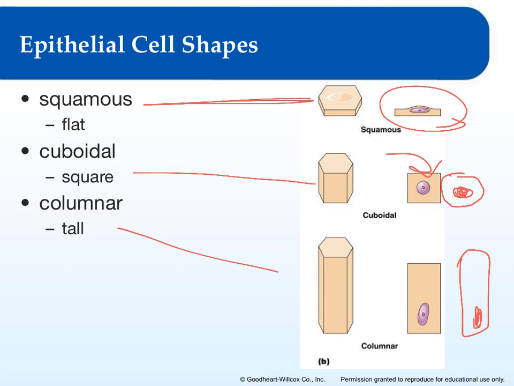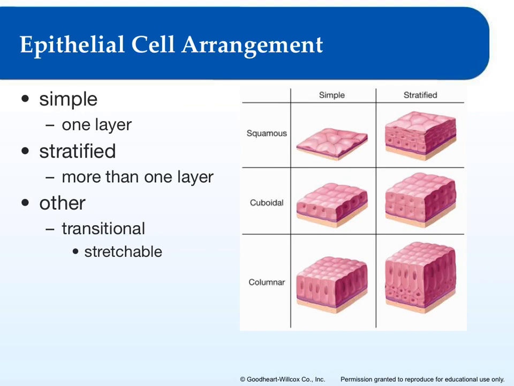Okay, and then from there, they also can be divided into whether they're stratified or simple. So a simple epithelial tissue has one layer of cells, and that's it. One layer of cells only, no more layers of cells. A stratified epithelial tissue arrangement is going to have multiple layers. It could be 2, it could be hundreds.